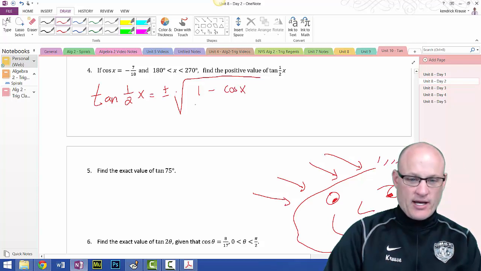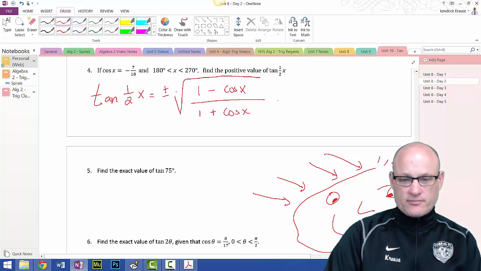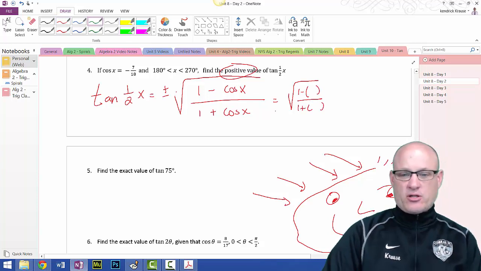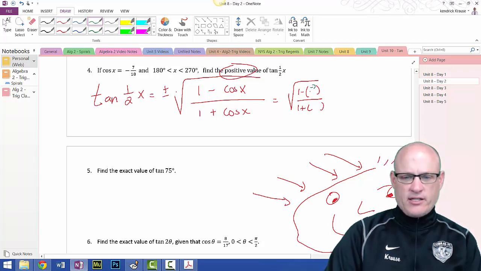In this case, we'll use x over 1 plus cosine x. Since it just wants the positive, we'll get rid of that negative. So we'll just do the square root of 1 minus over 1 plus, and then I'll figure out what that is. Oh, look, they already gave it to us. Negative 7 over 18. And then negative 7 over 18. Don't forget to put those signs in, please.